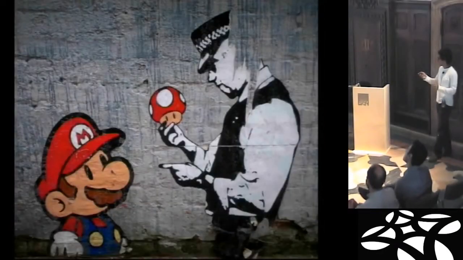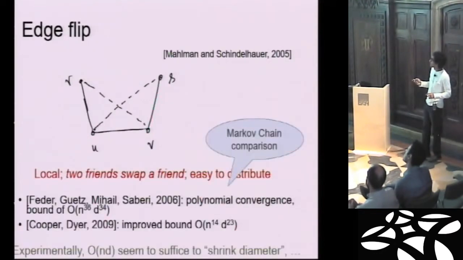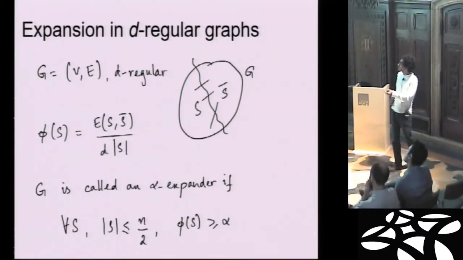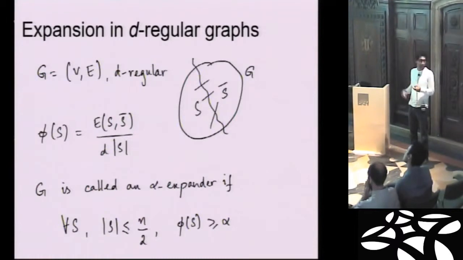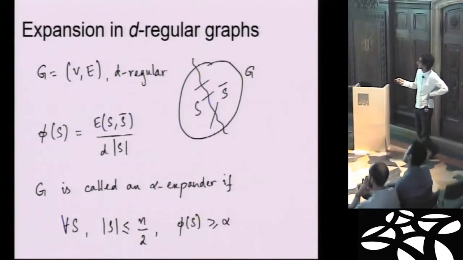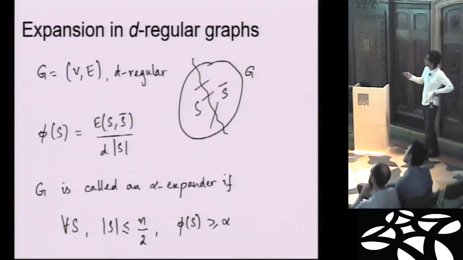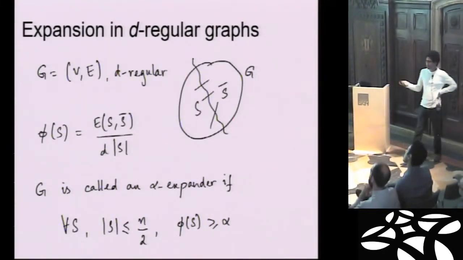So suppose you have a d-regular graph, and the conductance of some set of vertices. Suppose you look at some particular cut. Conductance is basically the number of edges going outside divided by the total number of edges incident on one of the sides. Okay. And you call G an expander if for all sets that are at most half the size, you have that this conductance is at least alpha. Okay. So this is how you define an alpha expander.